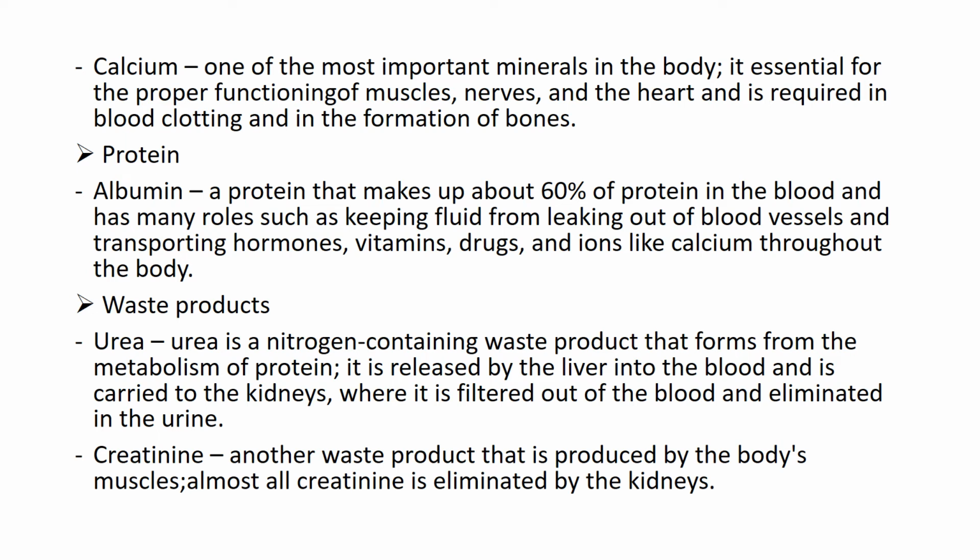And the other thing we will be looking at in the renal function test is the waste product. Urea is a nitrogen-containing waste product that forms from the metabolism of protein. It is released by the liver into the blood and is carried to the kidney, where it is filtered out of the blood and eliminated in the urine. Creatinine is the other waste product that is produced by the body's muscle, and almost all creatinine is eliminated by the kidney.